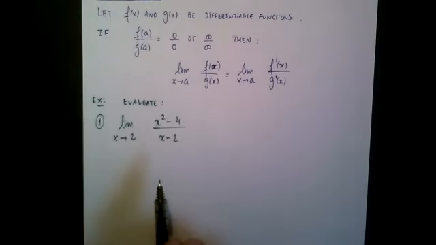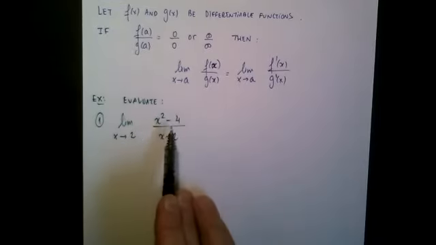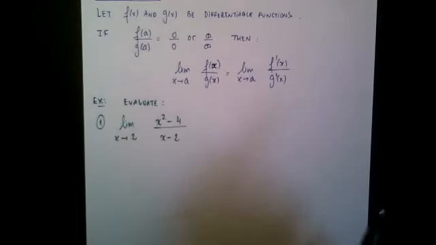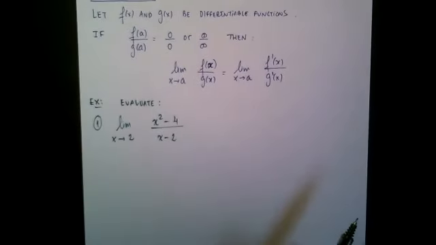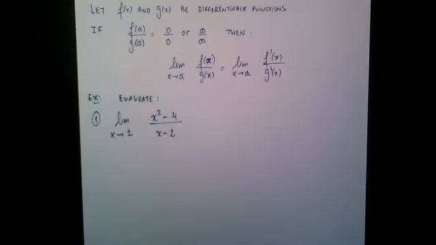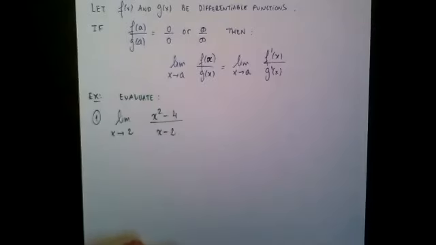What would you do? You would factor, right? You check that it's 0 over 0. Then you factor the top and cross out the x minus 2's. Remember this? Okay, so let's use L'Hopital's rule instead.